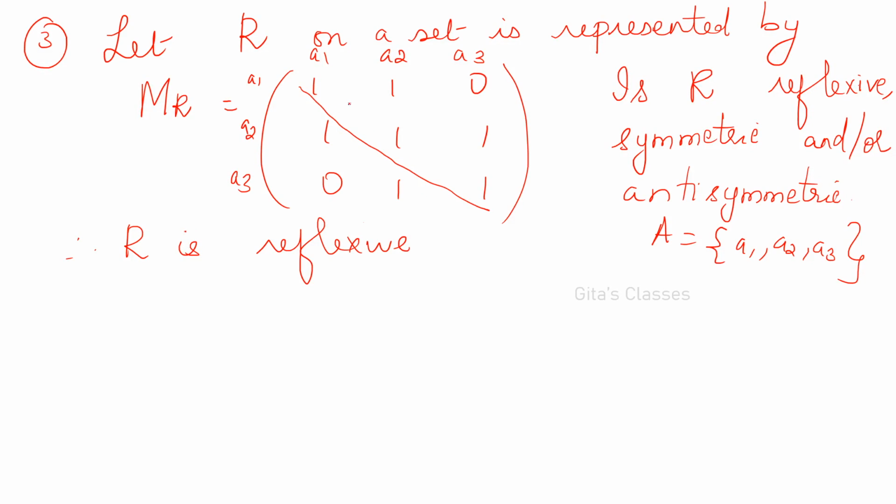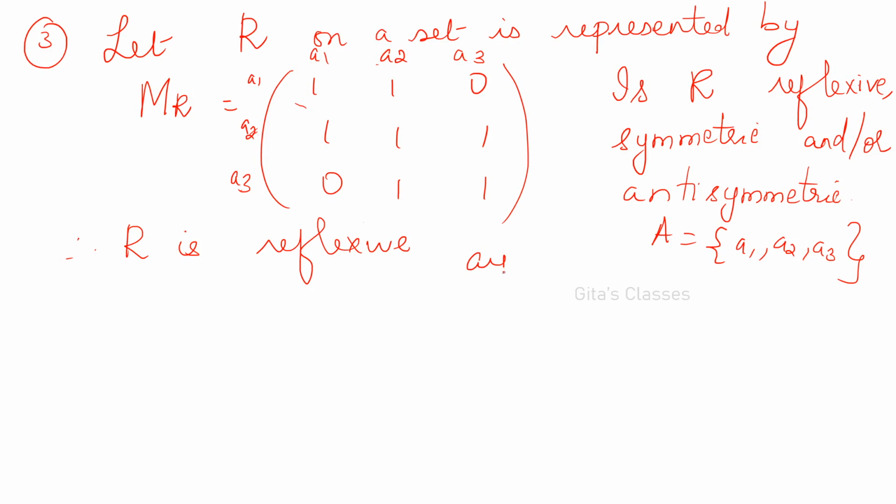So, if you want to find out from the matrix if it is reflexive, you check the diagonal elements. If all the diagonal elements are 1, then you can say that it is reflexive. Therefore, R is reflexive. Next, symmetric. See, this element is A1, A2 and A2, A1. A1 is related to A2 and A2 is related to A1. Similarly, A1 and A3 are not related, A3 and A1 are not related. A2 is related to A3. Therefore, A3 is also related to A2. Therefore, it is symmetric.